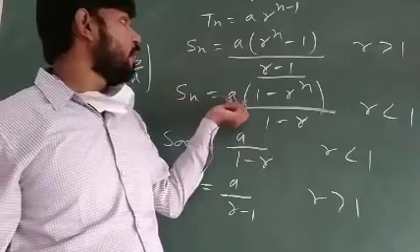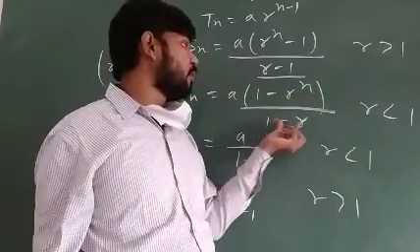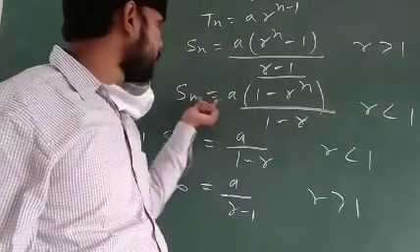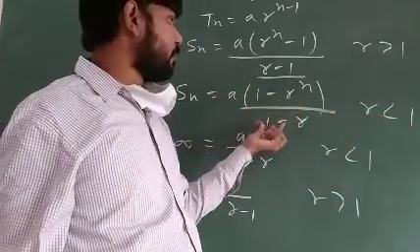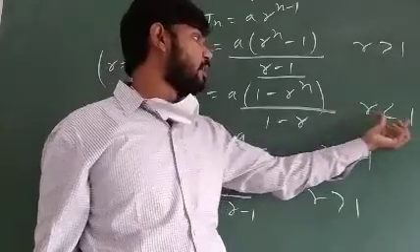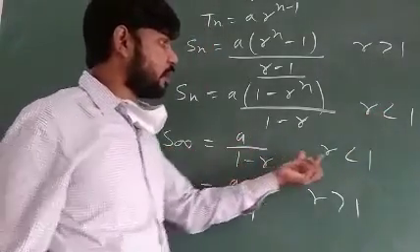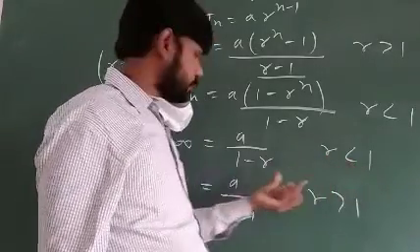And Sn equals a (1 minus r power n) upon 1 minus r for r less than 1. S infinity equals a upon 1 minus r for r less than 1.